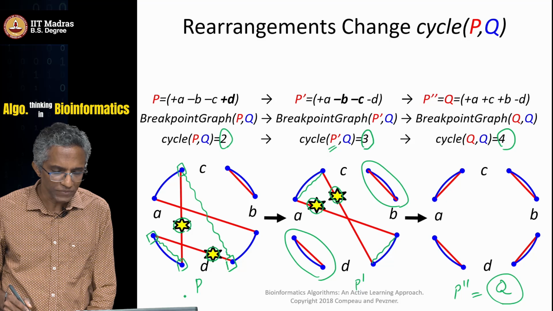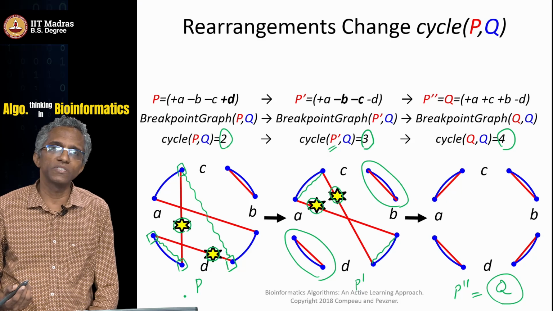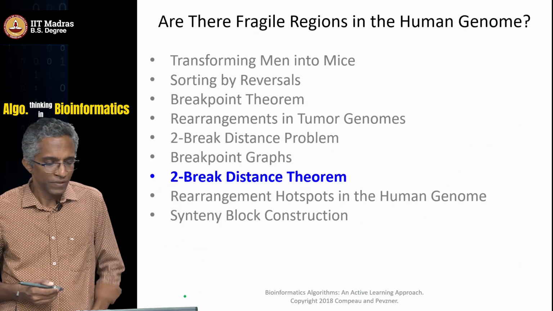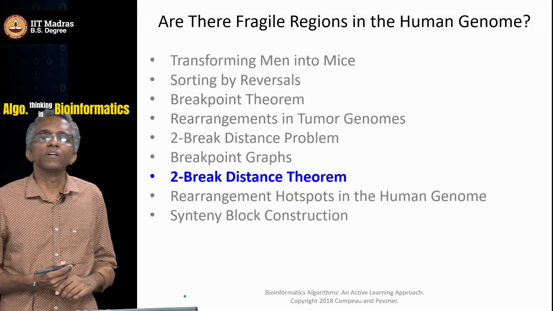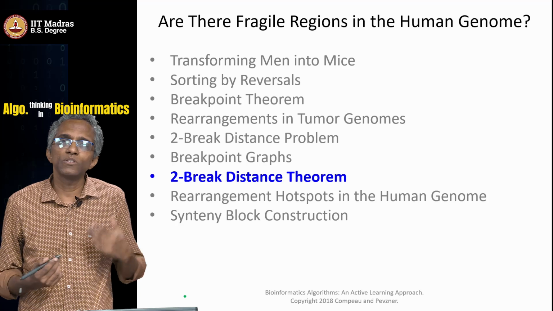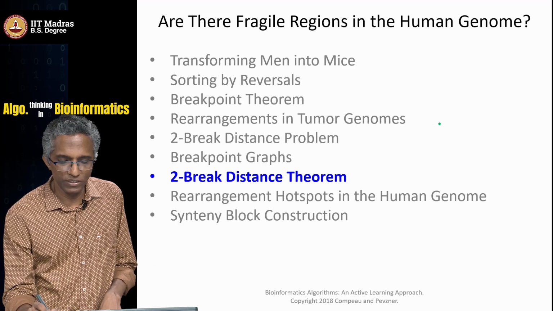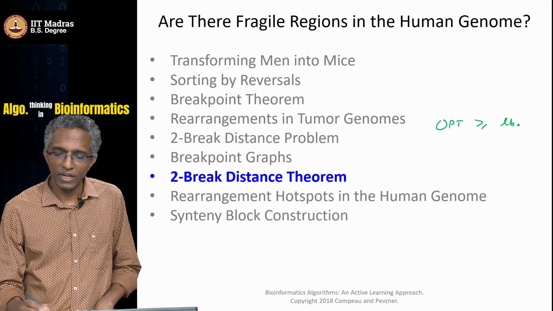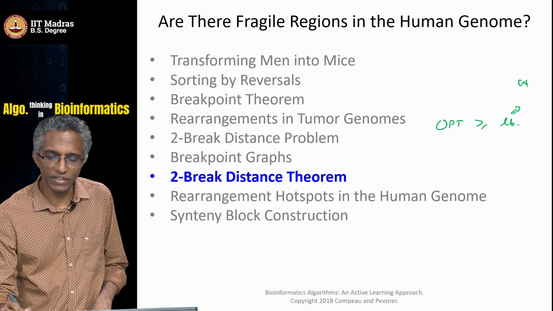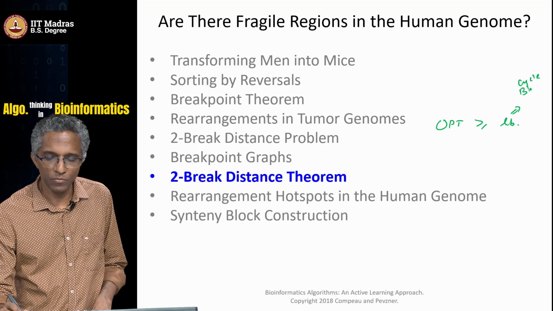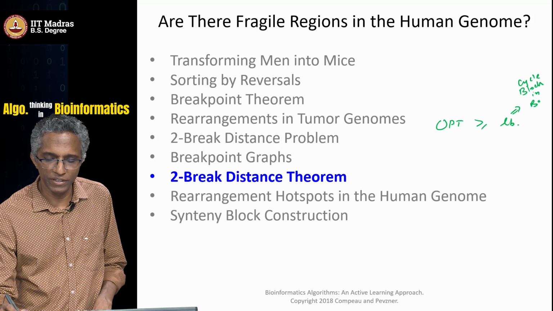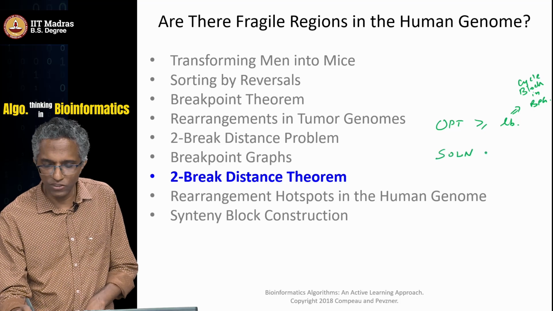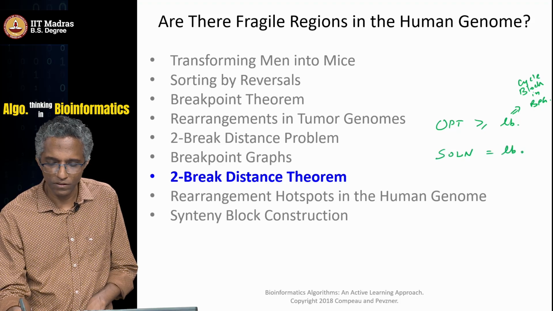This is for this particular example, and a natural question is, can we design an algorithm that will work for any p and q? For that we are going to use both a lower bound on the optimum and also a solution that will attain the lower bound. So, we are going to say that the optimum is going to be at least some lower bound, and this lower bound will be expressed in terms of cycles and blocks in the breakpoint graph. And then we are going to say that the solution can actually achieve the lower bound.